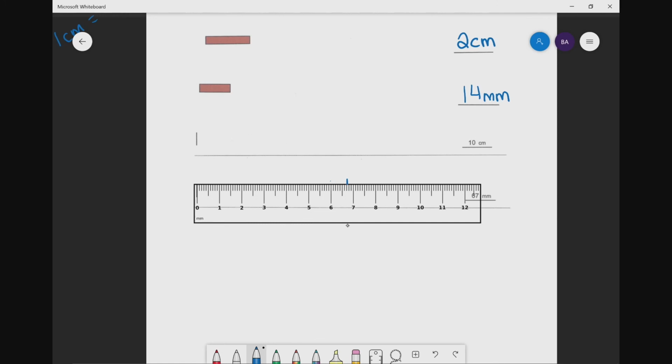And if I were doing this on an actual worksheet, then I would draw my line with my ruler nice and straight, going from here all the way to that little mark there.